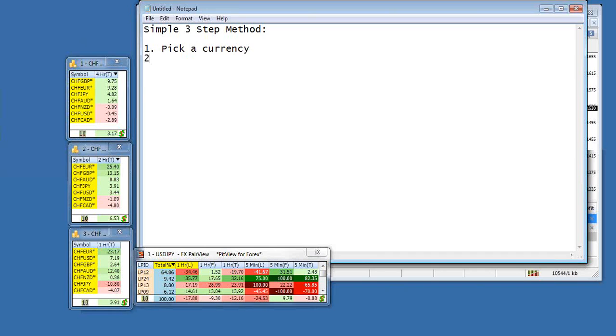So a simple 3-step method for analyzing trades on PitView would be: 1, we already went through this, pick a currency; 2, pick a pair; and 3, pick a trade. Those are the 3 things that PitView really does well, when it all boils down. Picking a currency comes down to what we call the global view. Picking a pair comes down to something we call group view. And don't worry, if you don't get this the first time, you'll get it the second or third time that I go over it. And picking a trade comes down to pair view.